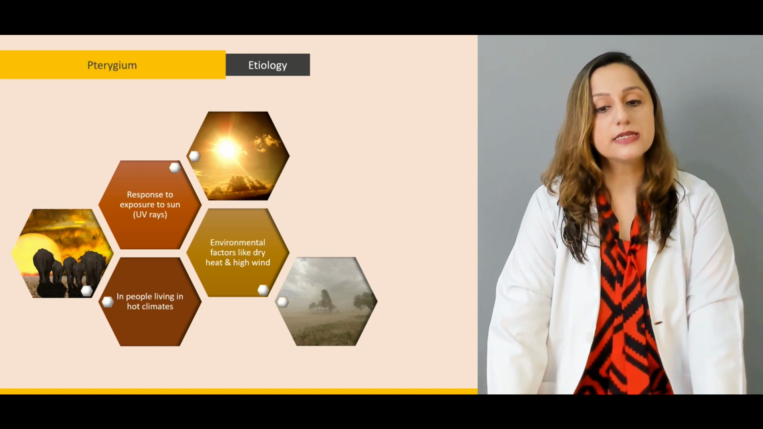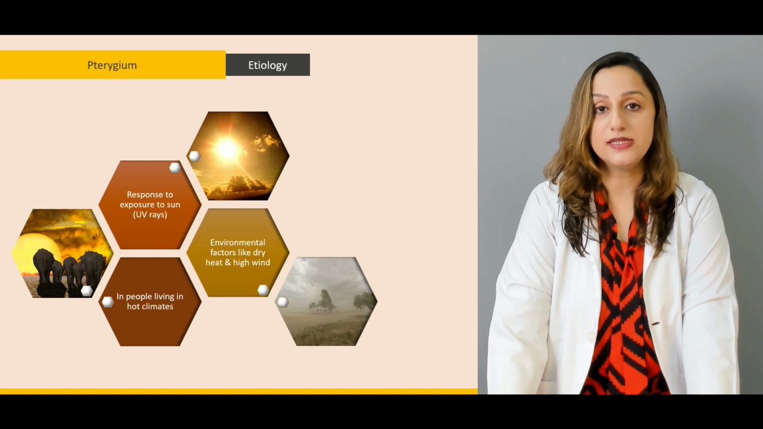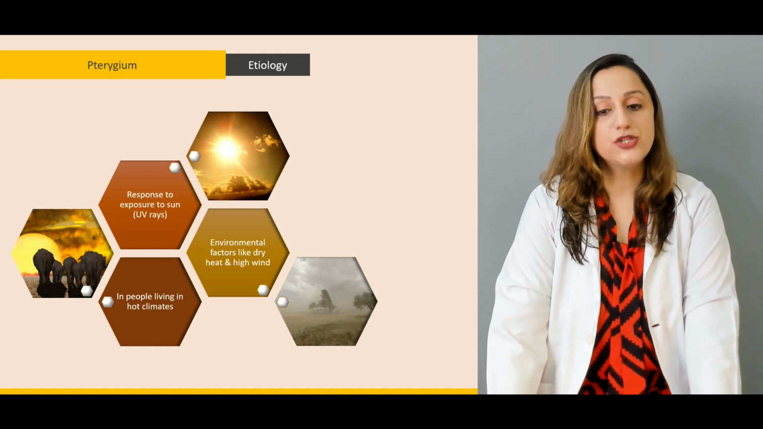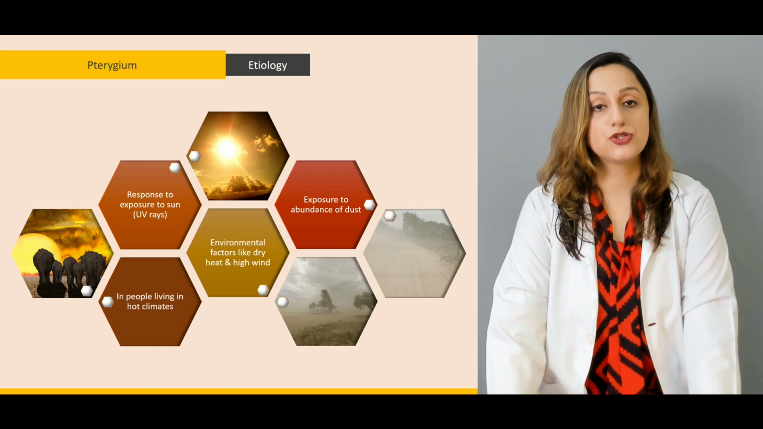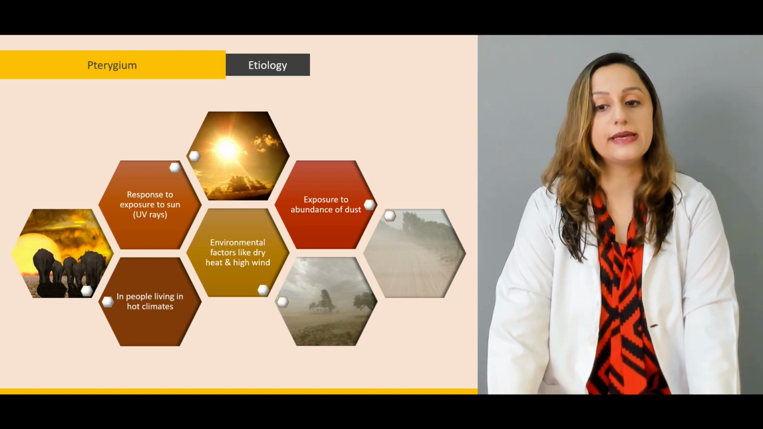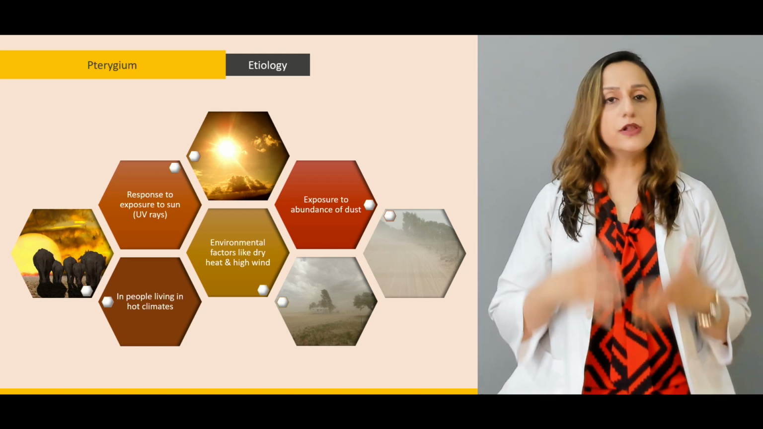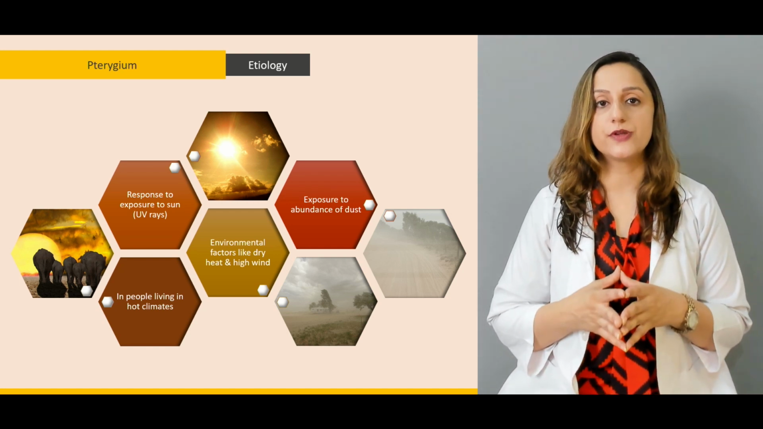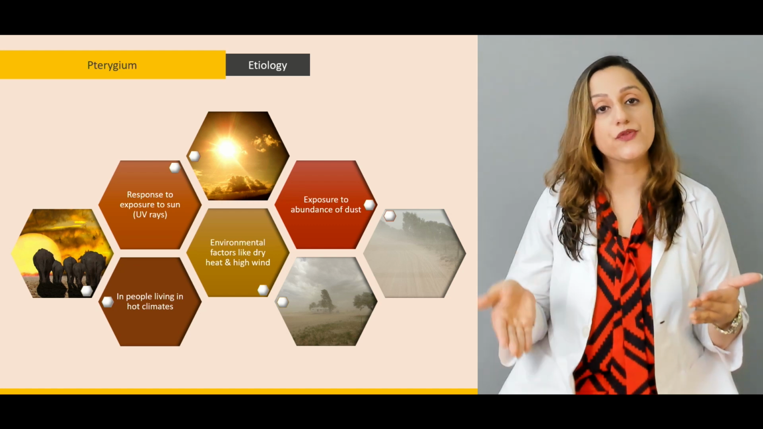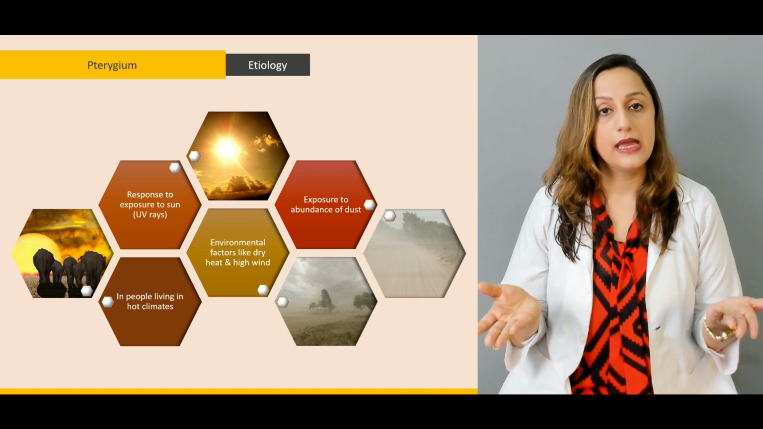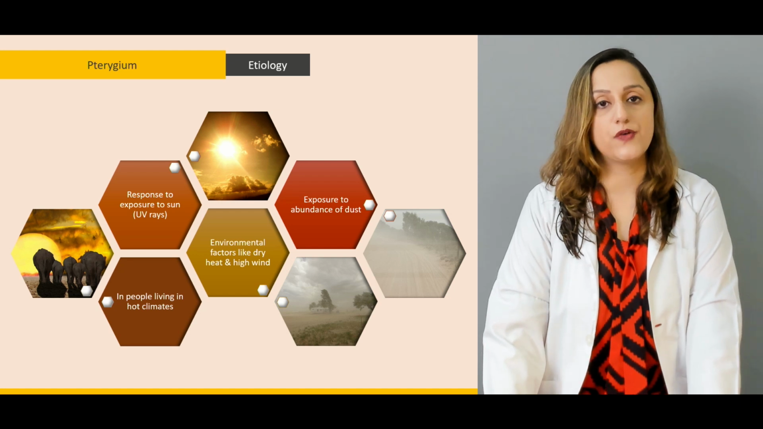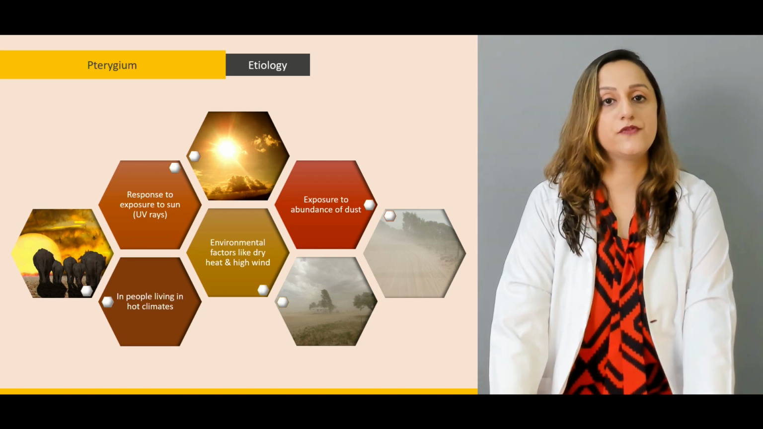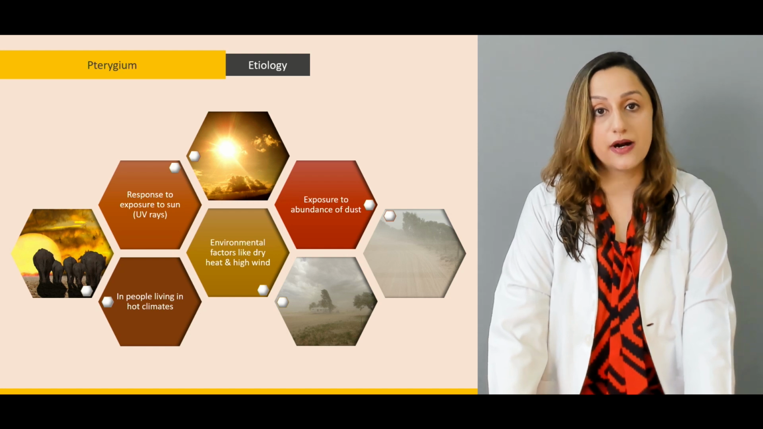The environmental factors, for example, dry heat and high wind, are again one of the triggering factors, and they're going to be basically listed among the causative factors for the development of pterygium in a lot of cases. The exposure to an abundance of dust. So all of the causative factors that were responsible for the development of the pinguecula are again repeated over here. So the etiology remains the same, for pinguecula or for the development of the pterygium, whatever the final outcome of the degenerative changes in the conjunctiva.